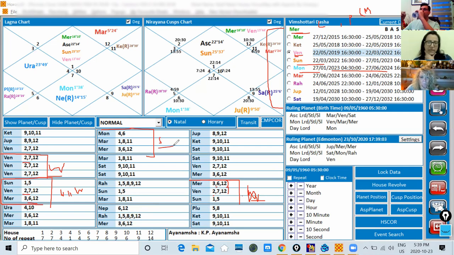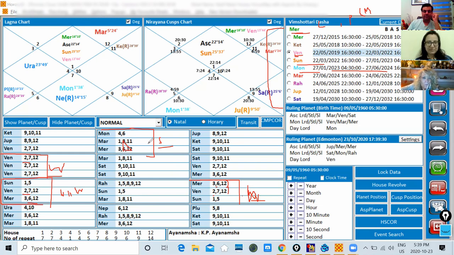It shows 8 and 12. Okay. So 11 is here, but not 10. I think it's also not a very good condition. You are right, but your interpretation is still a little bit weaker because you forget that 6, 8, 12, the lethal combination, is here.